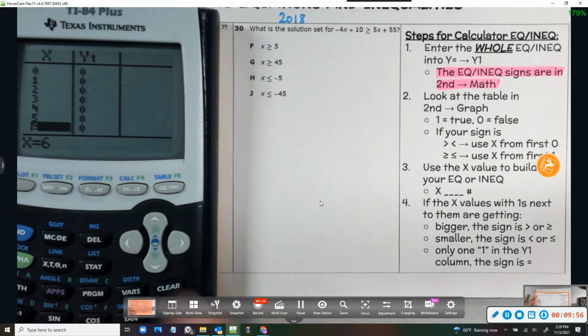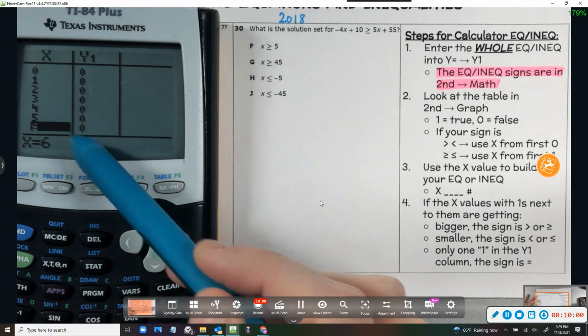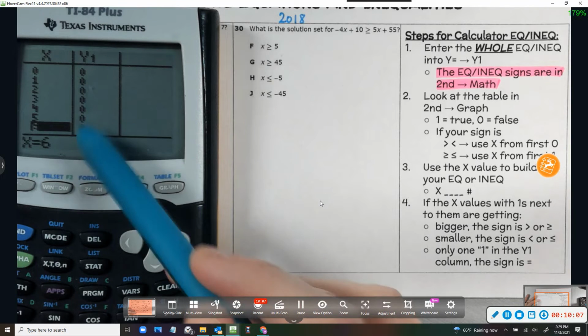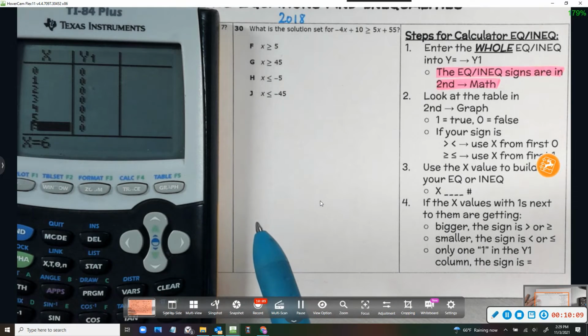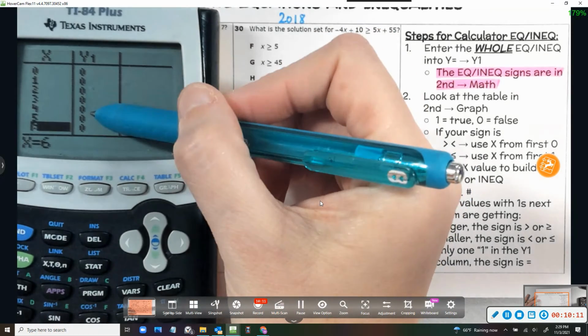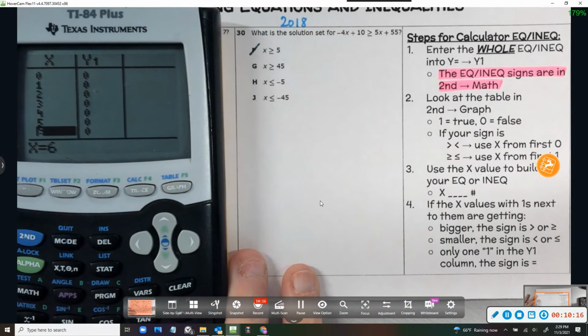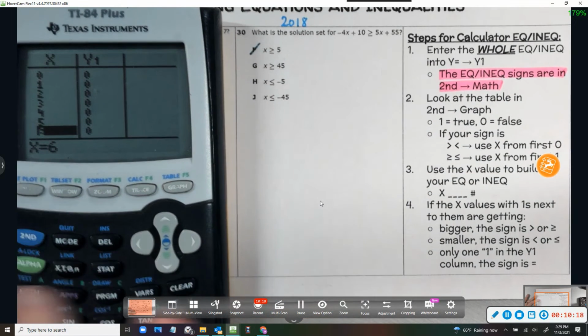Now, what I'm looking for is some ones. Either ones somewhere around the number I'm looking at. They could be on the number or above or below it, but I need to see a 1 around it. Do I see any ones around the 5? I don't see a 1 at the 5, above it or below it. So x greater than or equal to 5 is not the number I'm looking for. We'll get there, okay?